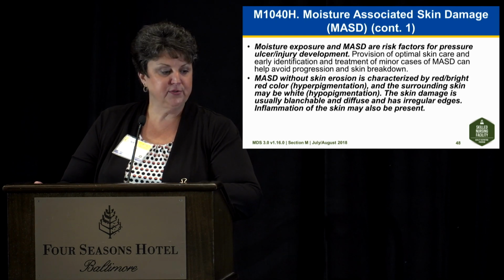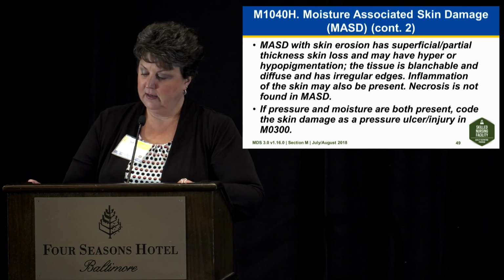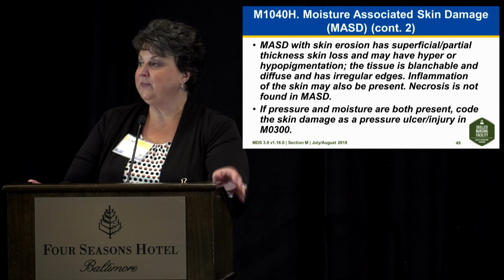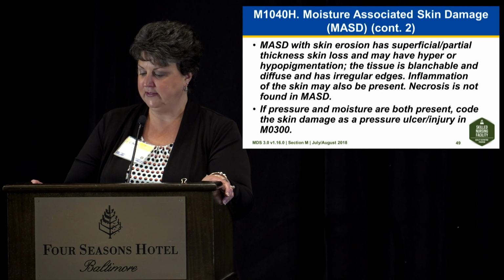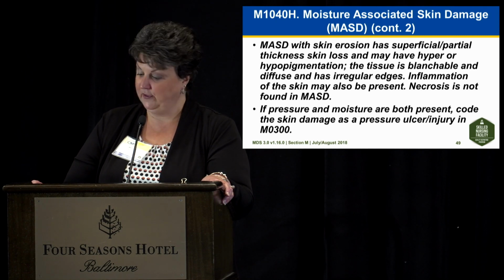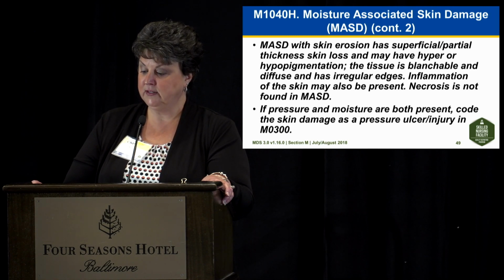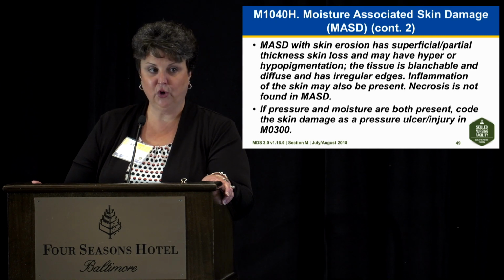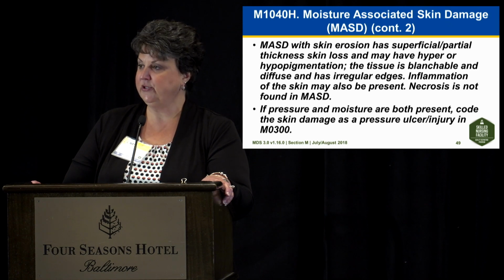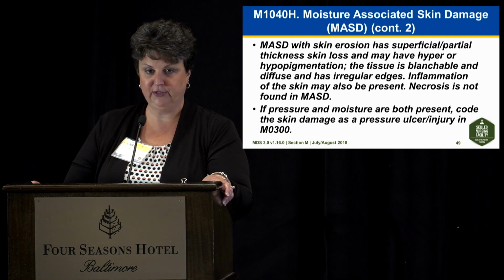So what about moisture-associated skin damage with skin erosion? This may be hyper or hypopigmented. Tissue is usually blanchable. Again, edges are irregular. There may be inflammation, but there won't be necrosis. Moisture-associated skin damage is a superficial or partial thickness skin injury. If there is a combination of pressure and moisture-associated skin damage, code the skin damage as pressure.